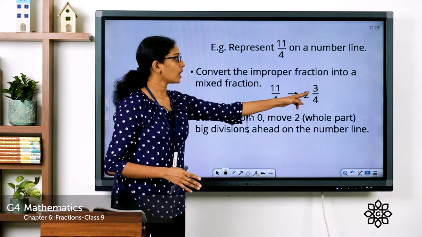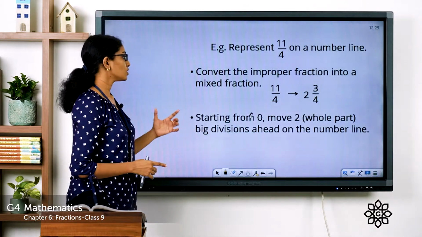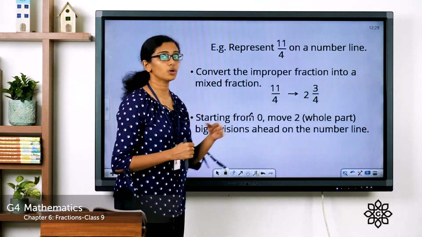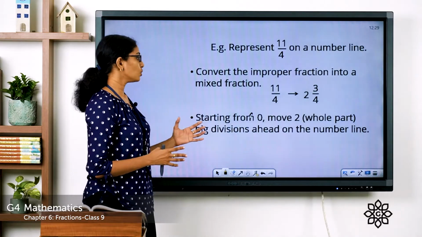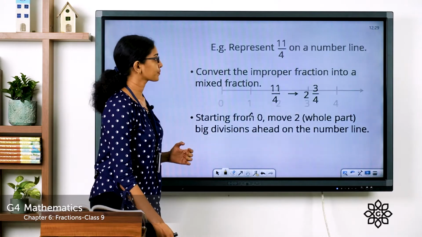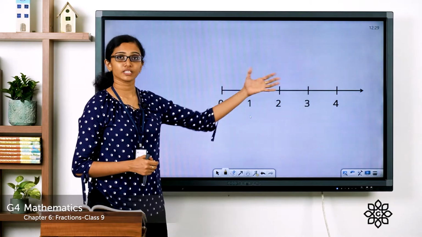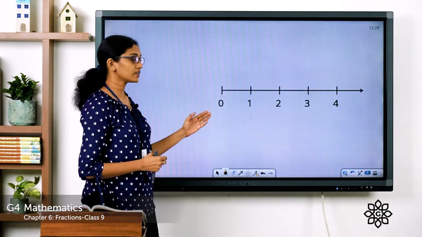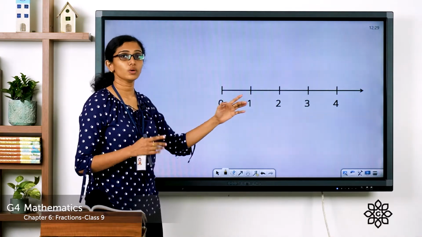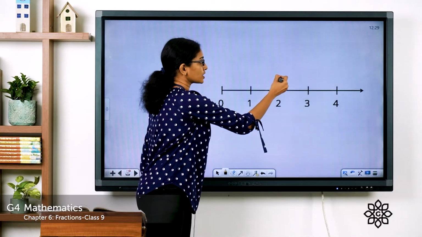Now we have a whole part and a fractional part here. Now the next step is, starting from 0, you have to move 2 parts, which is equal to the number of whole parts of the mixed fraction. You have to move 2 big divisions ahead of 0 on the number line. Let's see. We can see the number line here. You have the bigger divisions 0, 1, 2, 3 etc. marked on the number line here. Starting from 0, you have to move 2 positions ahead of this 0, and this 2 equals the whole part of the mixed fraction we have got. So we have right now reached here.